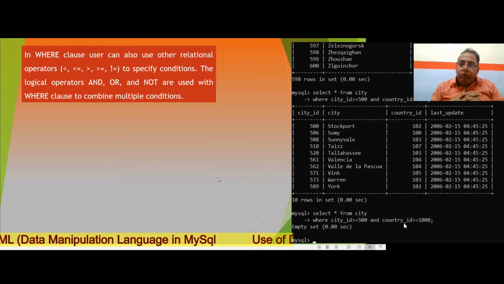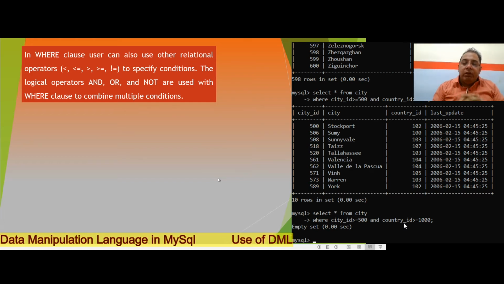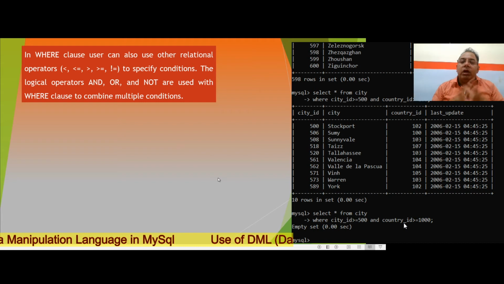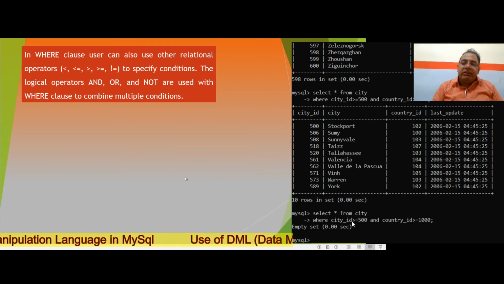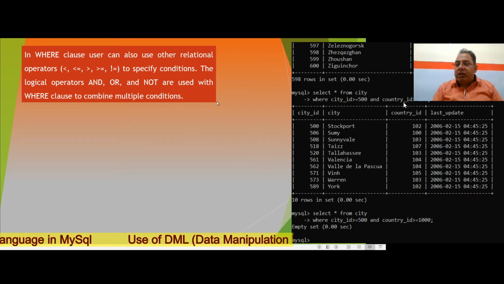In the AND logical operator it will display the value only when both conditions are true, meaning if this condition is true and this condition is true. In the above statement both conditions are true so the result will be there, but in this case one condition is true but the other is false, so the output is an empty set.